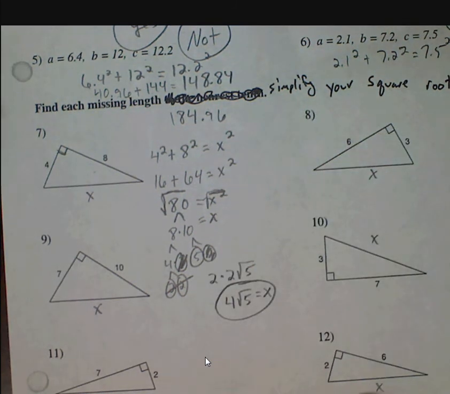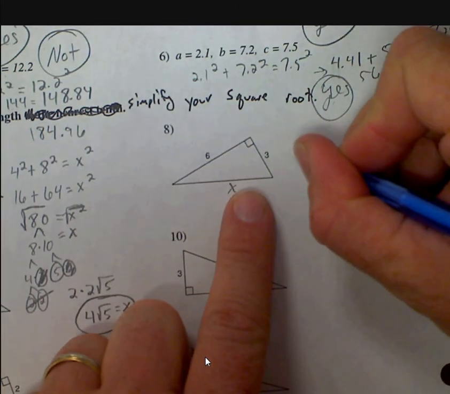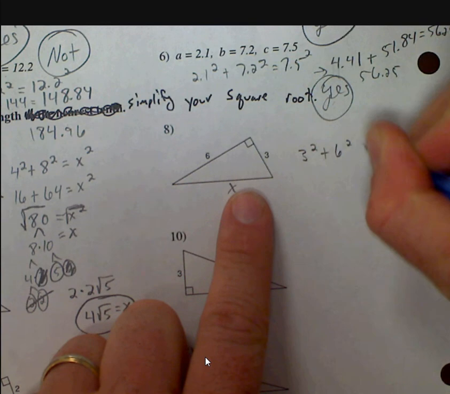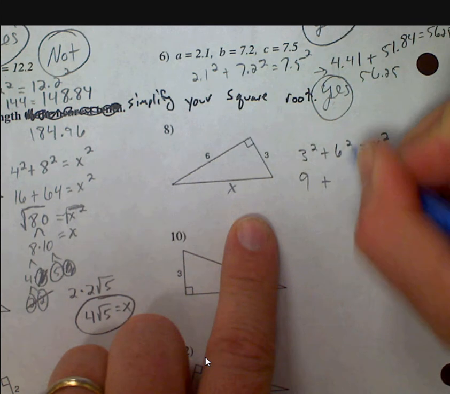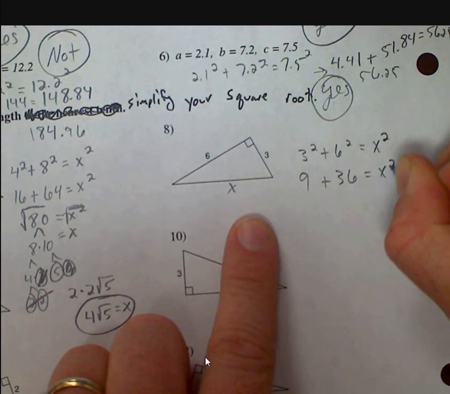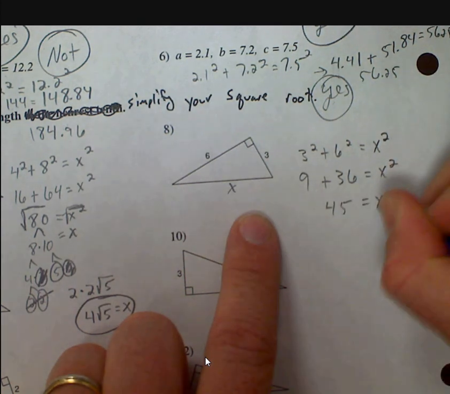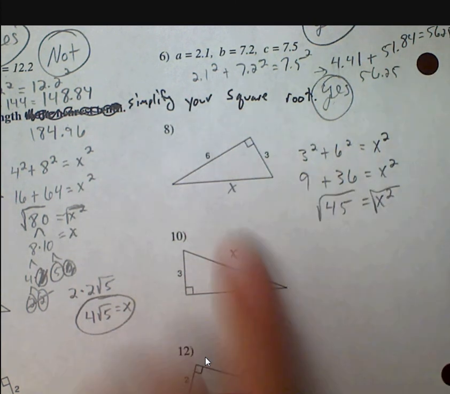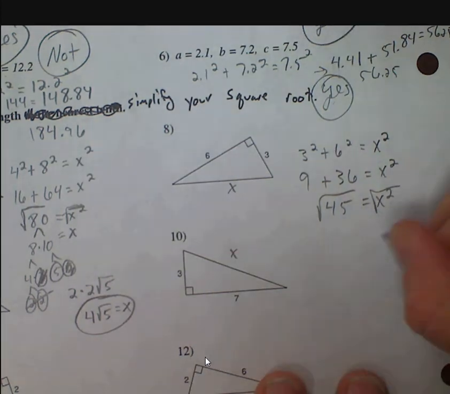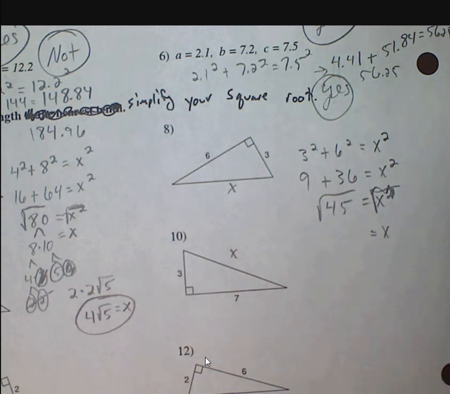Let's go ahead and try number 8. On number 8, I would have 3 squared plus 6 squared equals x squared. 3 squared is 9, 6 squared is 36, x squared. 9 plus 36 would be 45 equals x squared. In order to get rid of my square, I square root. If I do it on one side, I do it on the other. So x is by itself now. These go away. It's just like if I multiply or divide, they cancel each other out.